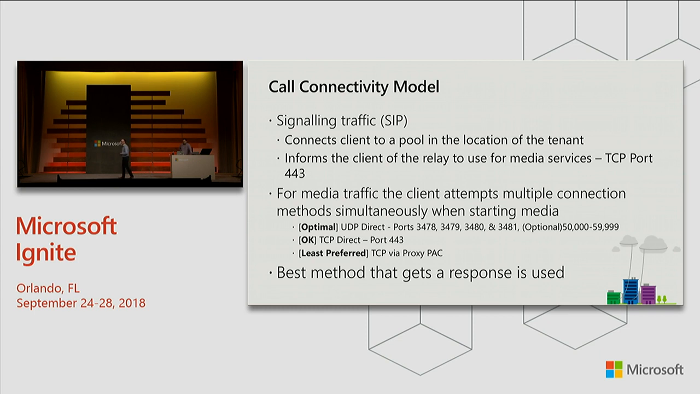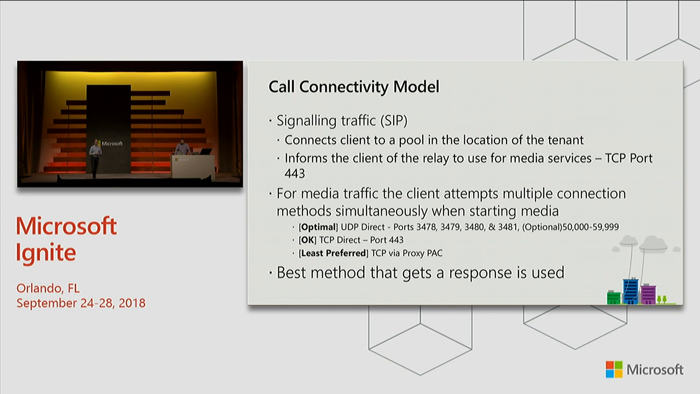So it's going to try the optimal choice, which is UDP direct connectivity. UDP is far better at transmitting this type of data in a performant way. And so it will go out and attempt to make UDP direct connectivity to that endpoint that it's being directed to. It will also, at the same time, try TCP direct over port 443. It's a pretty good bet that most corporate infrastructure these days allows TCP 443 out in some form. And so that's a decent choice for a second option.